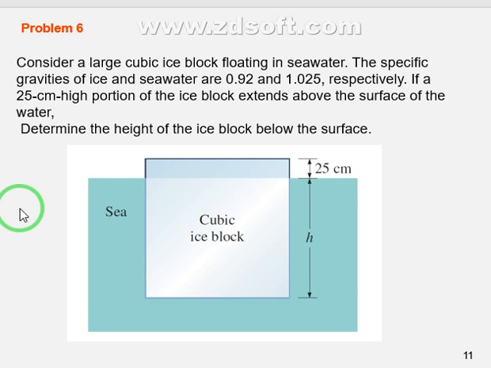It's density over 1000. So when we say the specific gravity of ice is 0.92, it means that density is 920. Specific gravity of ocean 1.025 means that density is 1025, etc. So how are we going to use this information to calculate the depth of the ice cube? Very simple and very straightforward. Let's see how we can do it.